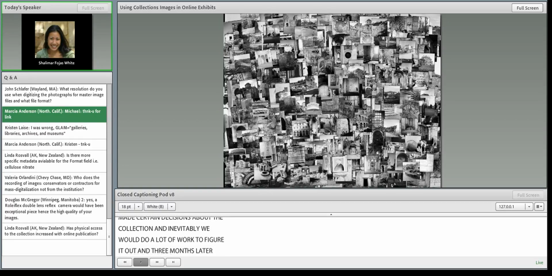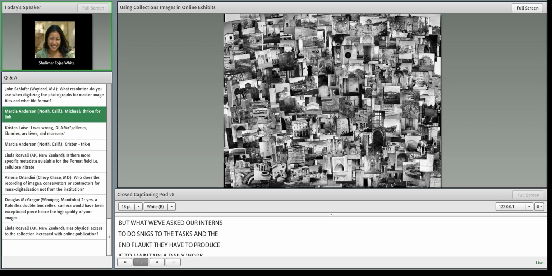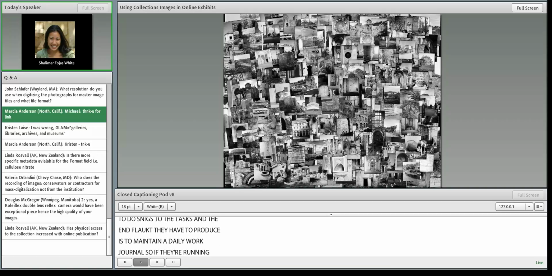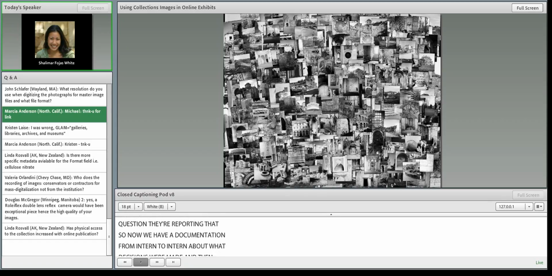But what we've asked all of our interns to do, in addition to all of the tasks and the end product that they have to produce, is to maintain a daily work journal. So that if they're finding something in the collection, or they're running across a problem, or they have a question, they're recording that. So we now have documentation from intern to intern about what decisions were made, and when and why, which I think will be really, really important for whoever comes after us.